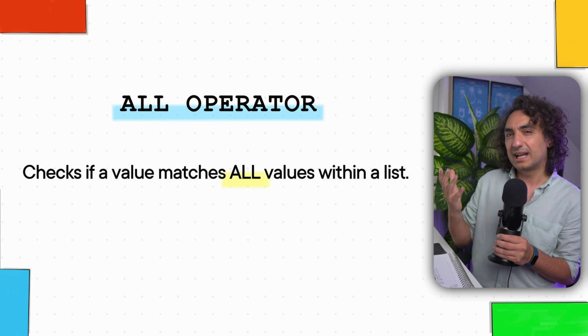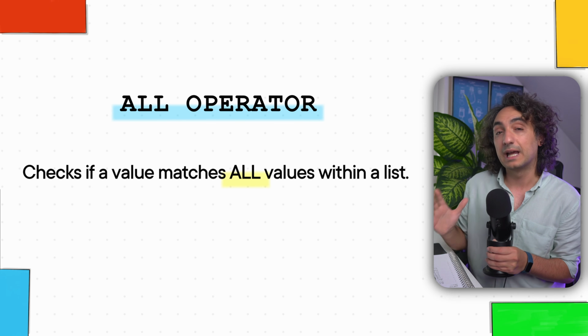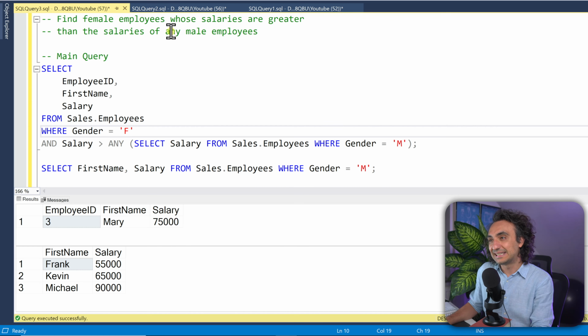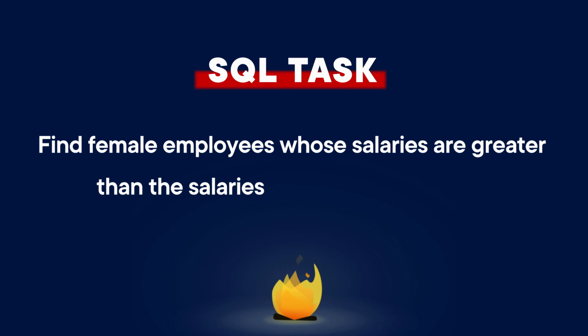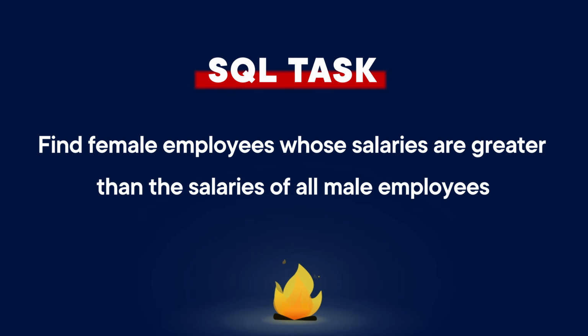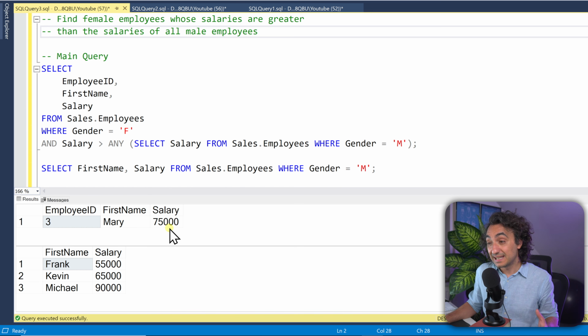I know that might sound a little bit complicated, but don't worry about it, we can have examples. Now let's say that our task says find female employees whose salary are greater than the salaries of all male employees. So that means now the condition is more restrictive. Mary should now have a salary higher than every male employee. So it should be higher than all those values that we have from the male employees.